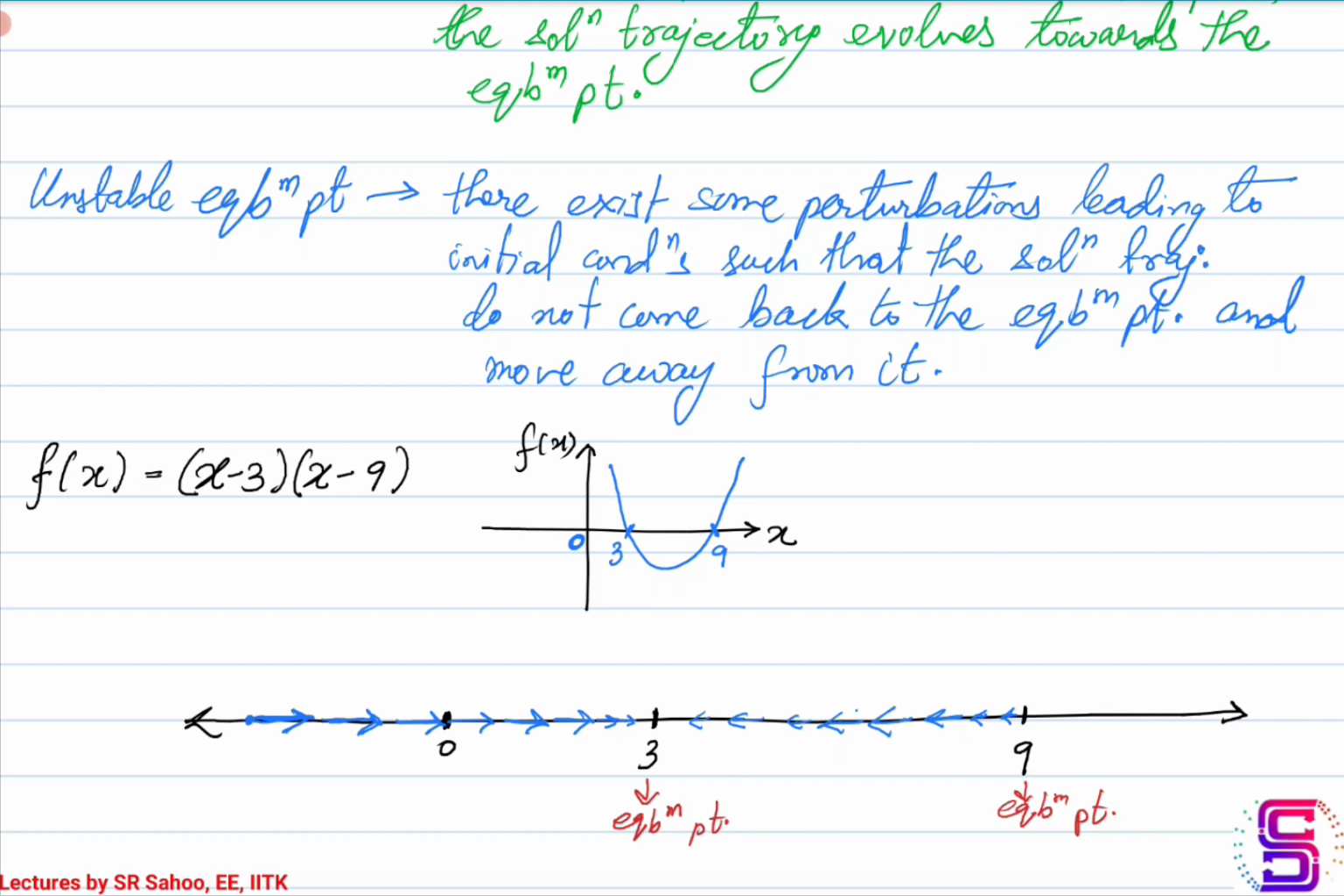Now for all points to the right side of 9, f of x is positive, indicating the arrows will again point towards the right side, with magnitude being smaller when you are close to 9, and as you move away from 9, magnitude increases. So this is the rough sketch of the vector field that we have for the one-dimensional system in hand.